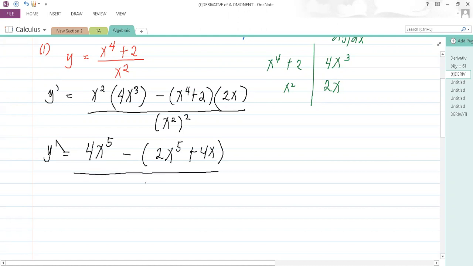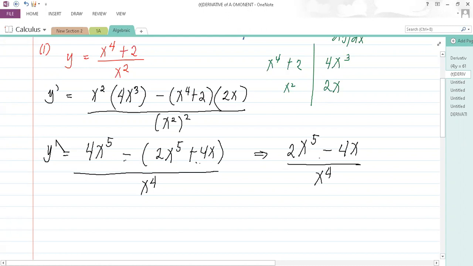Okay, over x raised to 4. Okay, so simplifying further our solution. So meron tayong like term, meron tayong 4x raised to 5 at meron tayong 2x raised to 5. So 4x raised to 5 minus 2x raised to 5 is equal to, ilan ito? 2, di ba? So we have 2x raised to 5. Okay, so minus ito plus ito. So pagka minultiply nyo yan, magiging minus. Okay, so minus 4x. Okay, so over x raised to 4.